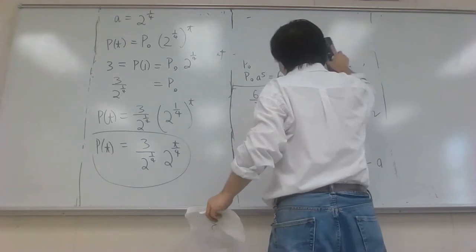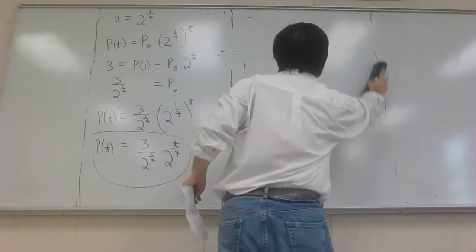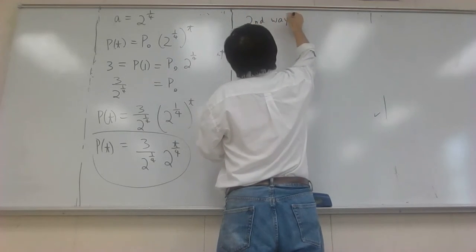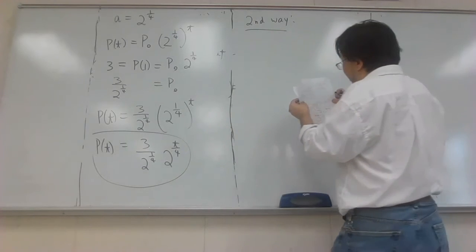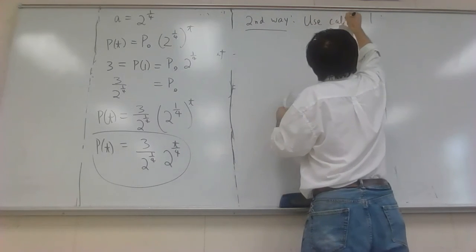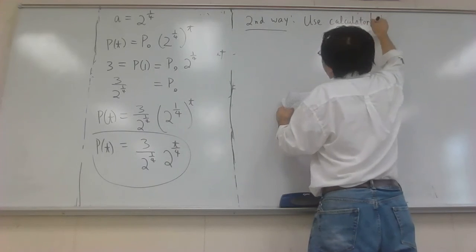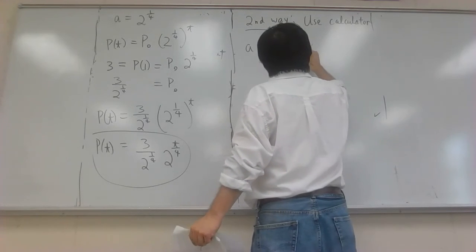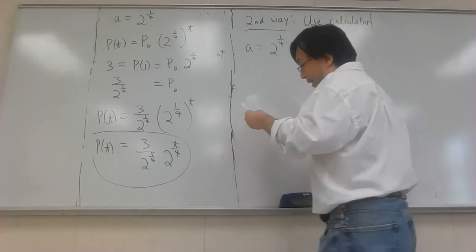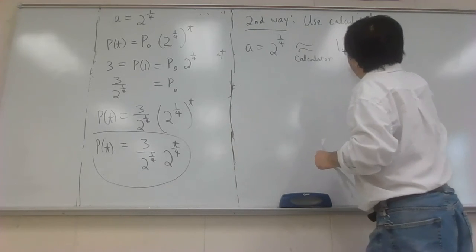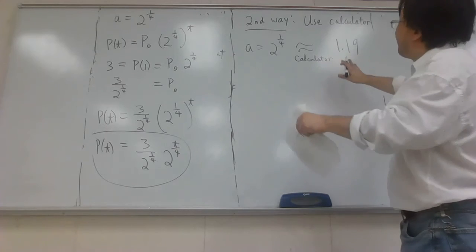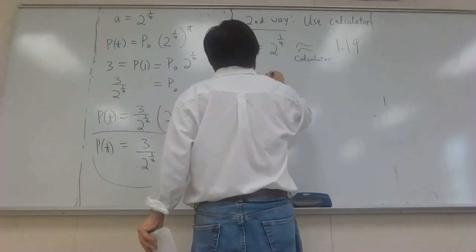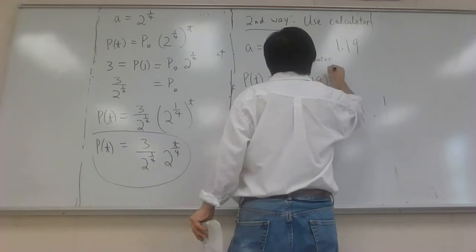So for instance, a second way, if it's more comfortable for you, is to just use a calculator and put everything in decimal form. So remember, a was 2 1/4. If you use a calculator, then that's approximately 1.19. So then pt is equal to p naught times 1.19 to the power of t.